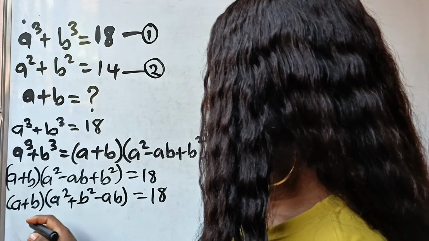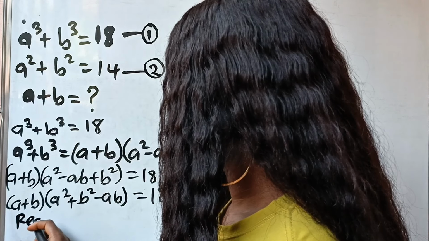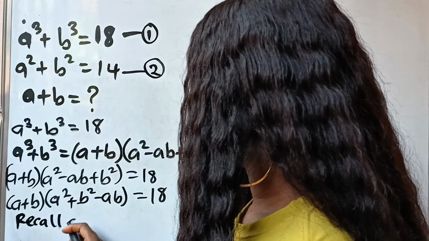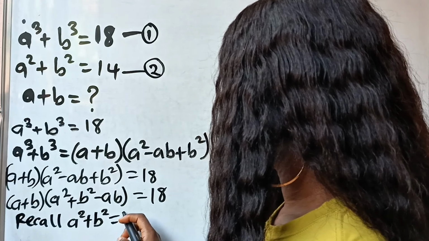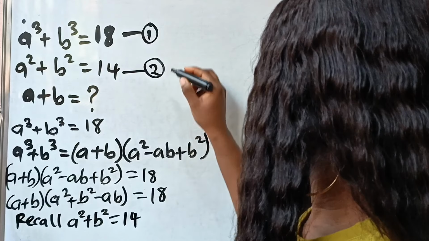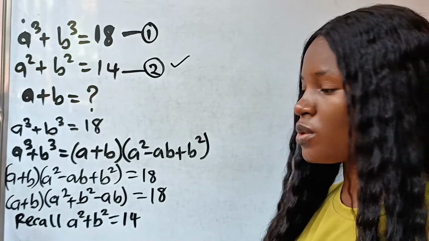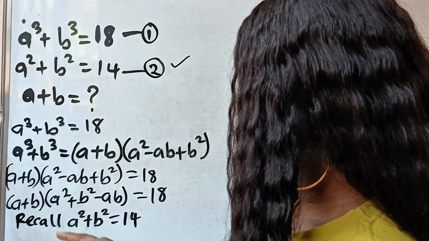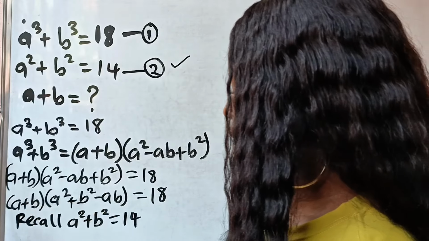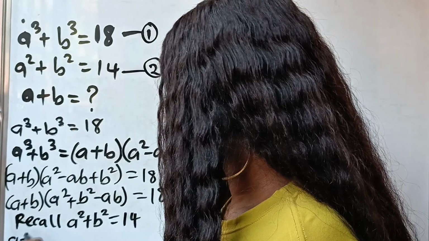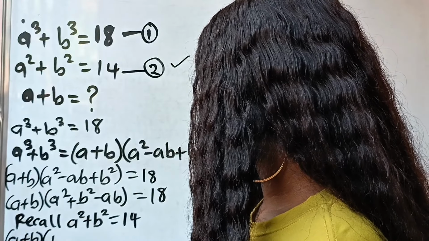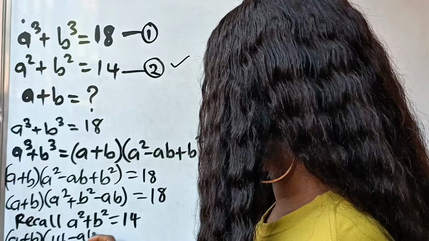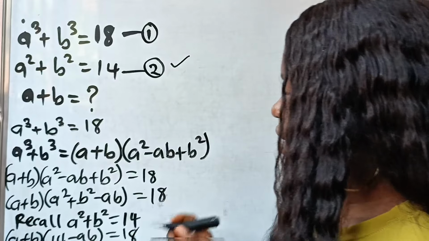Okay, but recall that a squared plus b squared is equal to 14 according to equation 2. So that means we can rewrite this as a plus b, bracket 14 minus ab, is equal to 18.